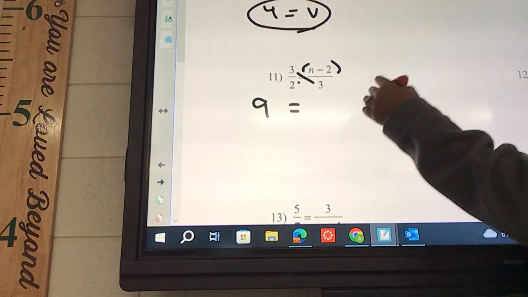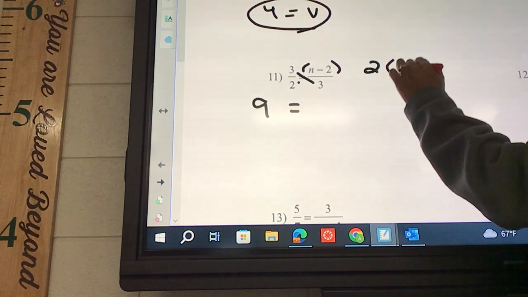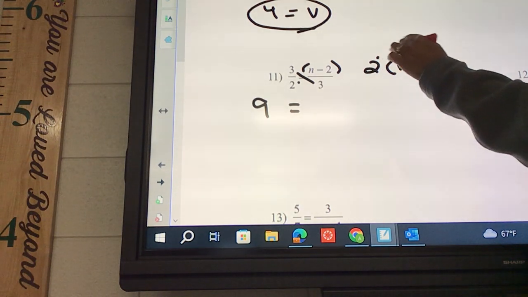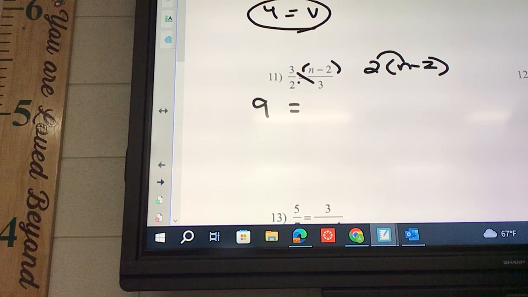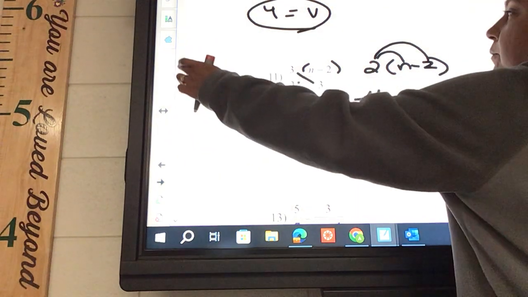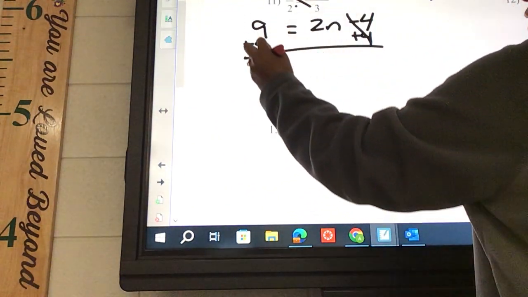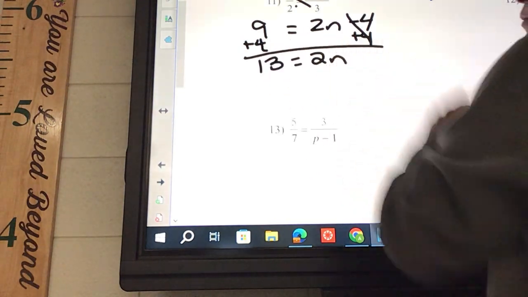For this one, you can just look at it however you want, but it's really gonna be 2 times n minus 2. When we multiply this, what is 2 times n? 2n. 2 times 2? 4. Now we can't exactly divide. We have to move stuff first. I need to get the n by itself. So what needs moved? The 4 needs moved first. So we're going to say plus 4, plus 4. That's going to give me 13 equals 2n.